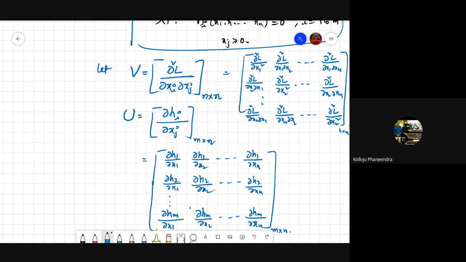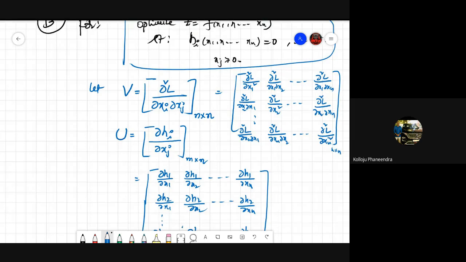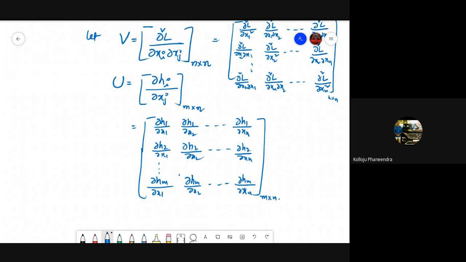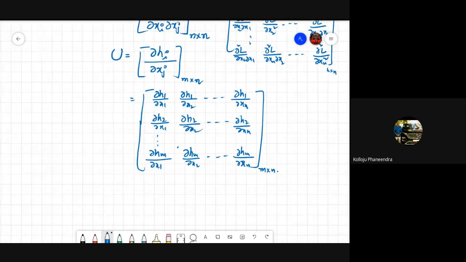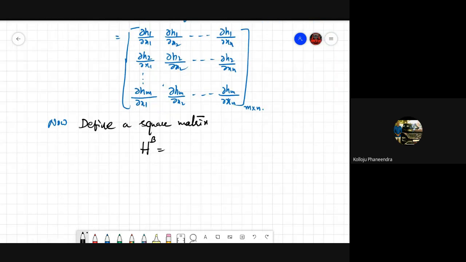In multiple equality constraints, m constraints, this is the technique. Find V: V stands for the second order derivatives of Lagrange's function. And U stands for the first order partial derivatives of the constraints. Then define a square matrix. This square matrix is represented by HB.